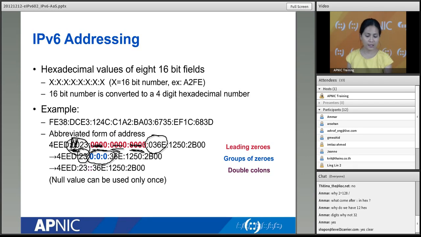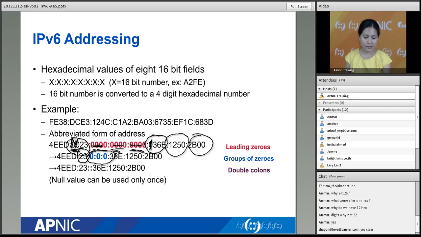How about this next one, 036E? What we can do there is, again, the same rule, just remove the 0. So what about these last two fields? Can we remove this zero? And this zero, can we do that? Well, as you can see in the next line, of course you can't. It's in the least significant bits, therefore you retain it. So that still remains as 1250 and 2B00. That will be your last two fields of this IPv6 address. Okay, so that is one of the rules.